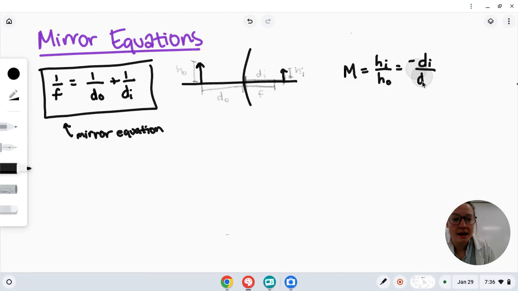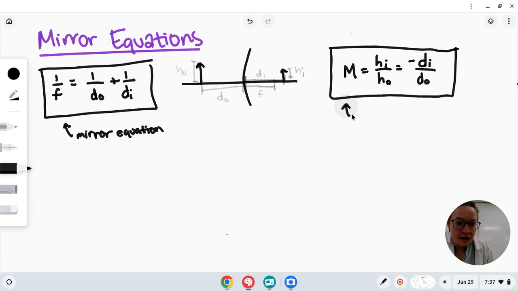Negative the distance to the image over the distance to the object. So whatever this ratio is of the image height to the object height, that's also going to equal the ratio of the distance to the image over the distance to the object with a negative sign here. And we'll talk about why that negative sign is there in a second. And this equation, which we call the magnification equation, is also worthy of your bag of tricks.